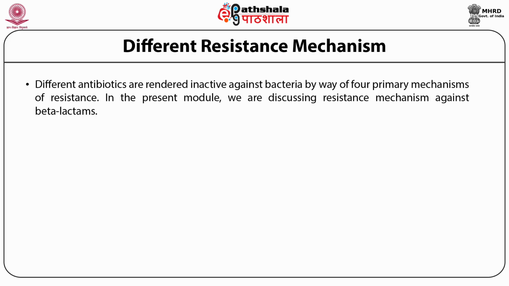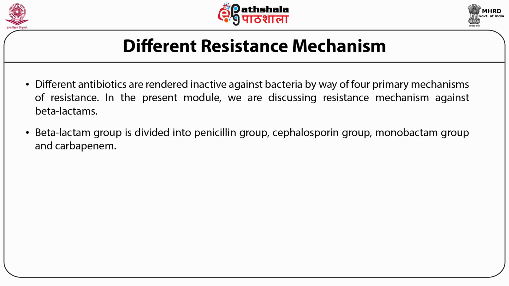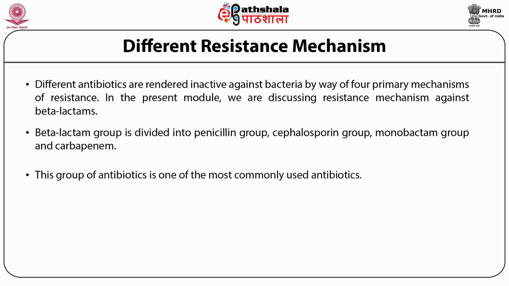Beta-lactams are antibiotics which inhibit cell wall biosynthesis by inhibiting the penicillin binding protein, which is involved in the cross-linking of NAG and NAM, the units of cell wall peptidoglycan. They are divided into the penicillin group, cephalosporin group, monobactam group and carbapenem. Carbapenems are the most recent and most effective antibiotics.